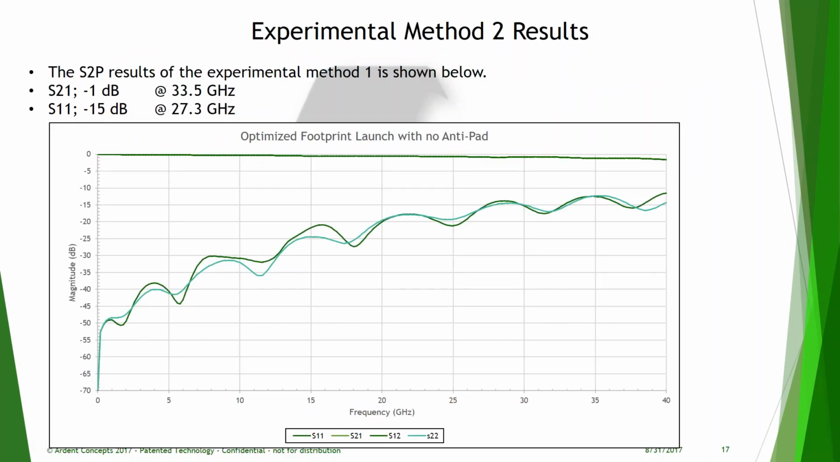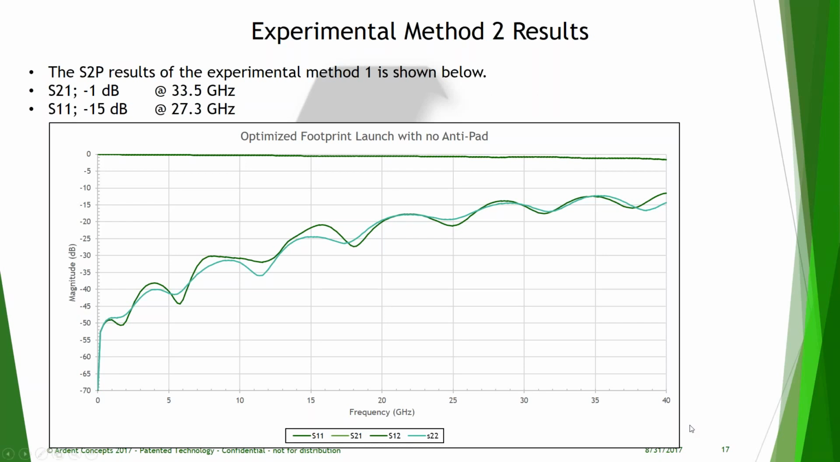Here we can see that insertion loss did not suffer too much. Our -1 dB point only shifted down a few gigahertz. But what we can see was affected more dramatically is the return loss. Now this is an important thing to look at because sometimes designers may only be concerned with one value versus the other. And if you only looked at the insertion loss, for example, you might think, oh, I can exclude an anti-pad from my footprint. Well, that's not true if you're still looking for superior performance in return loss.